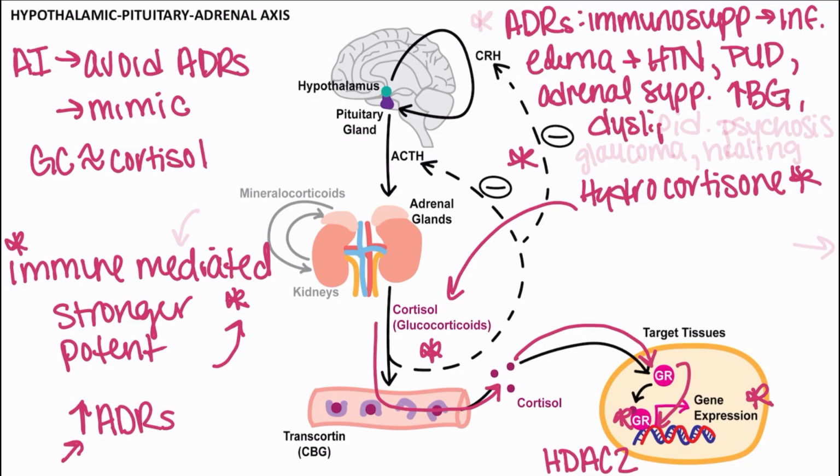dyslipidemia from changes in metabolism. We can also have psychosis, glaucoma, and cataracts, as well as poor wound healing. And most of this is just from altering sort of normal cortisol functions and regulations and sort of overpowering the system. So again, many concerning ADRs, which is why we want to, again, use the lowest dose for as short as possible.